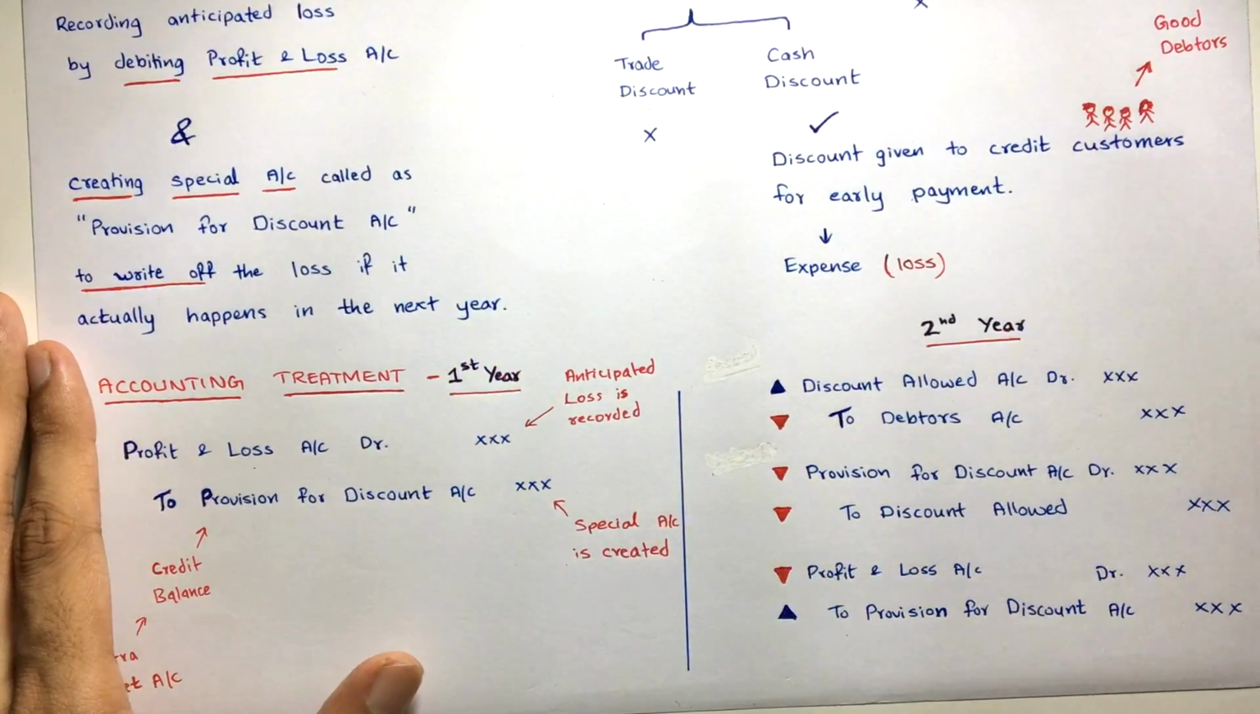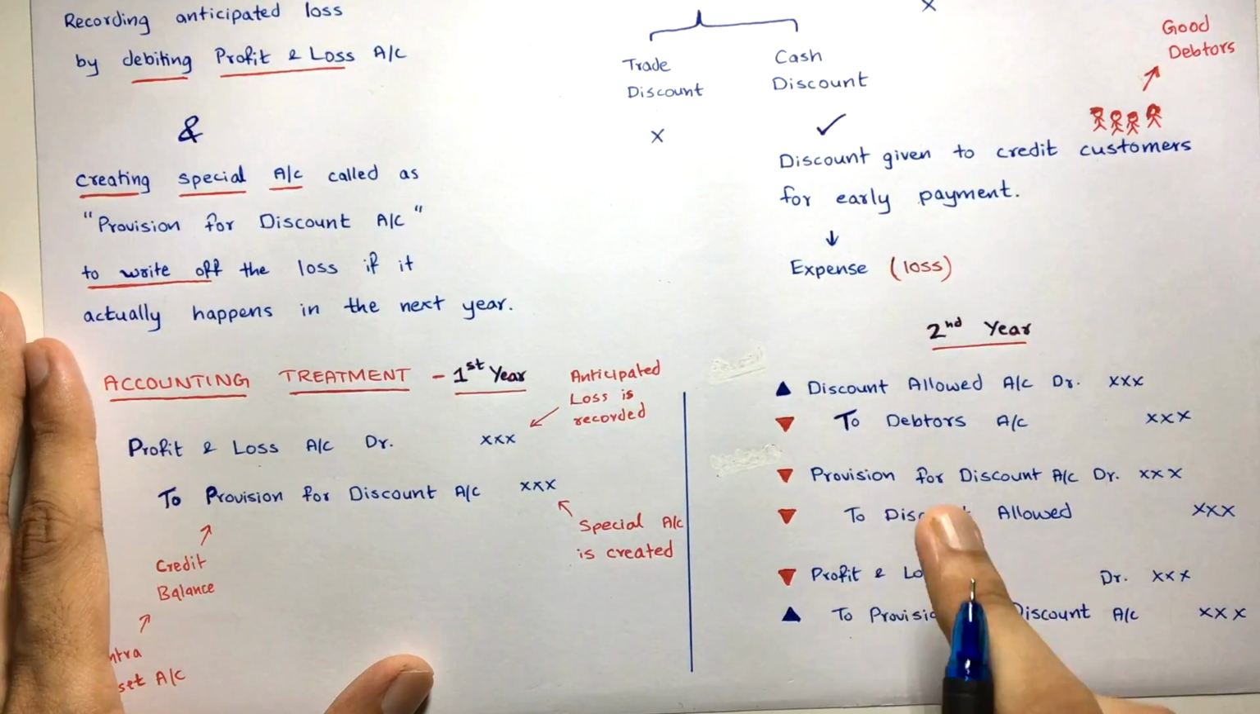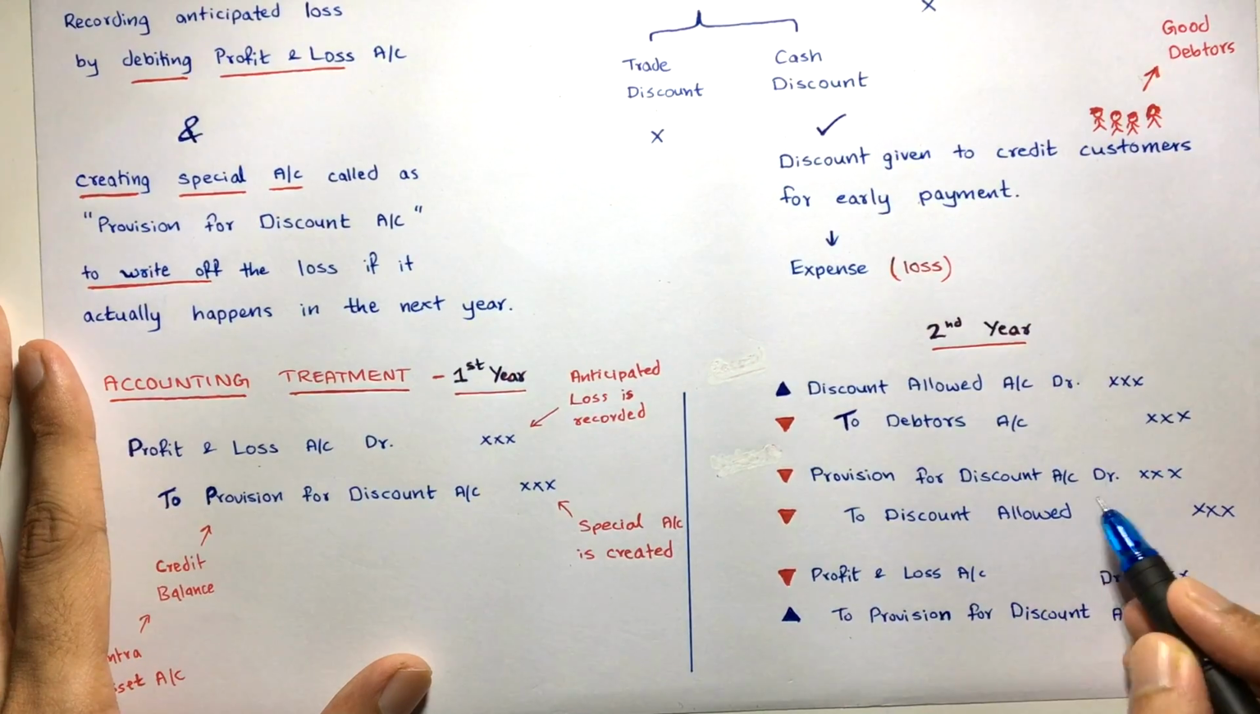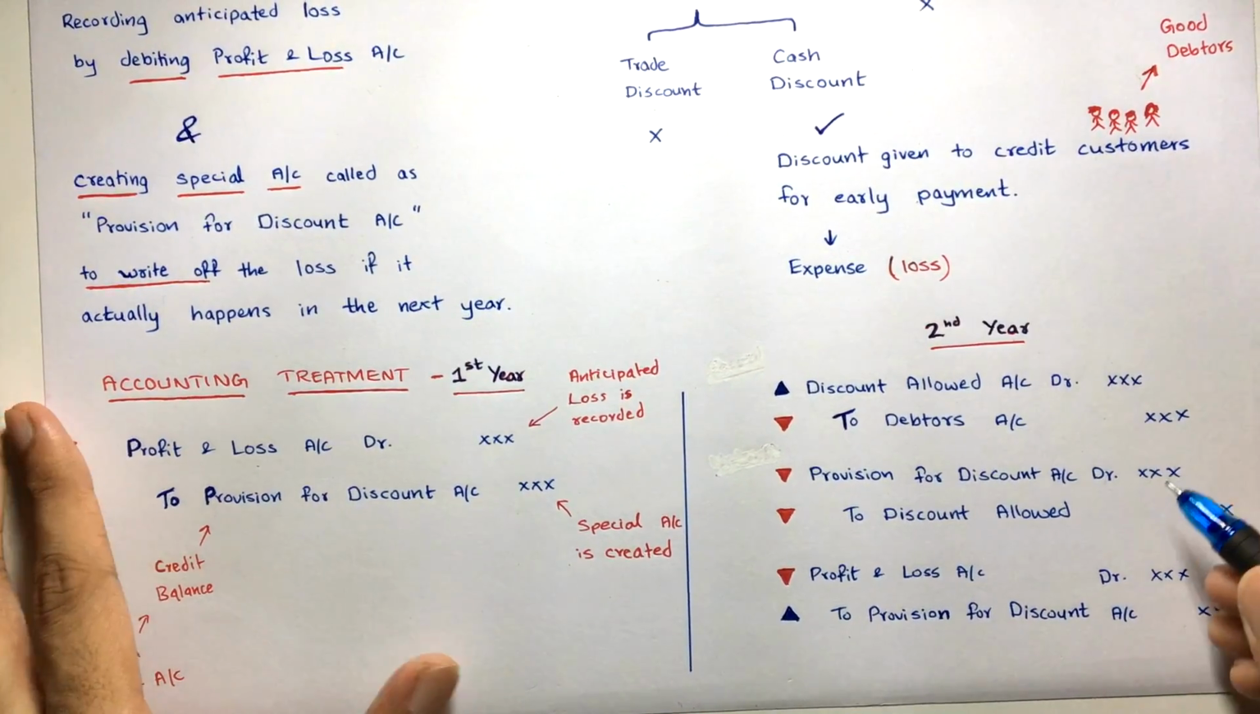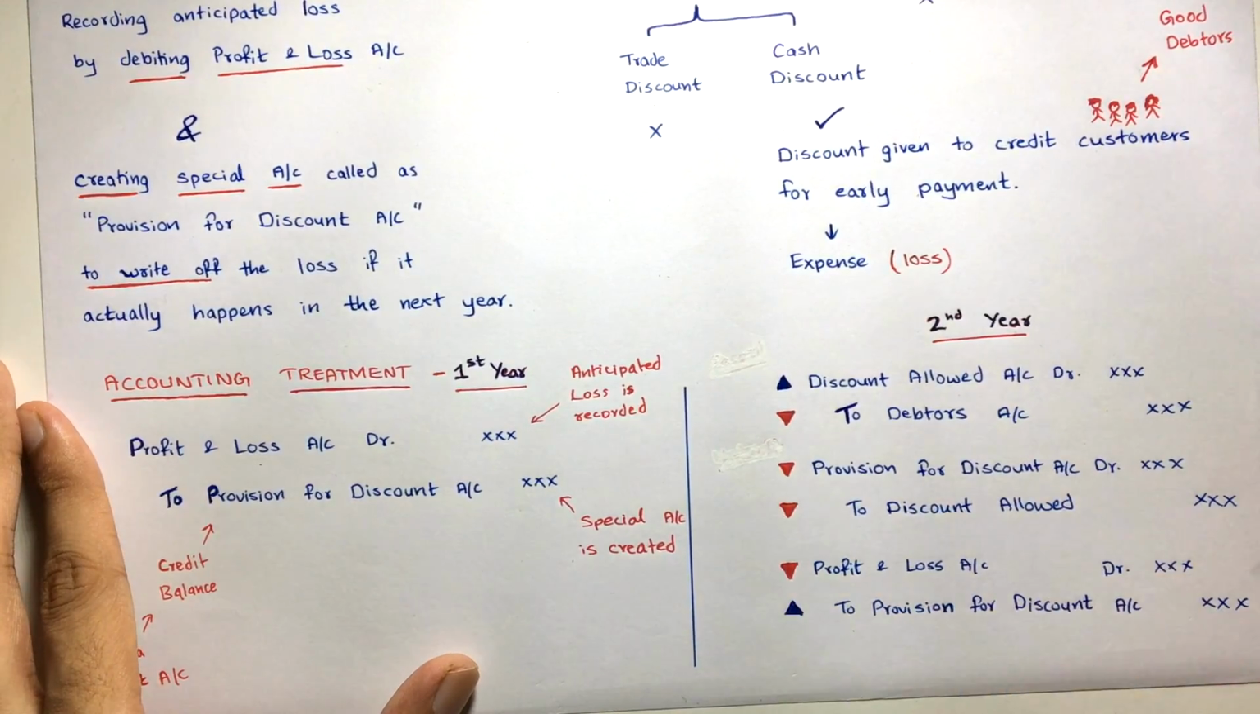So that is why we will use that over here. See here, provision for discount account debit to discount allowed. The same sort of concept, right? The same concept. Okay, the same entry we will pass.